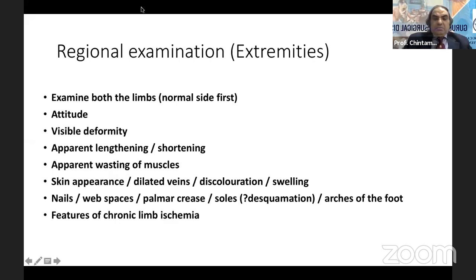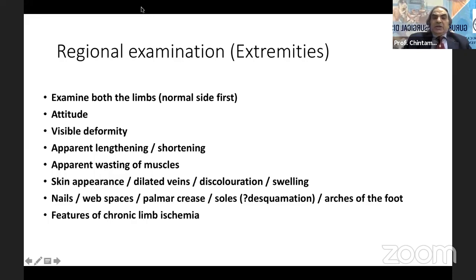the appearance of the skin. If it is a shiny skin with loss of hair and the wasting of muscle, with the desquamation or multiple areas where there is no top layer, you can suspect it to be chronic limb ischemia. If the local temperature is reduced, you have the painful, pulseless, pale, and paralyzed part. So you look at it that way. Look for any discoloration, which I mentioned.